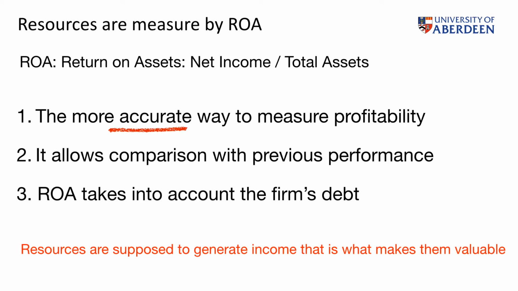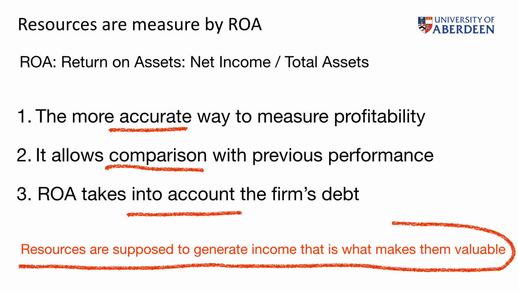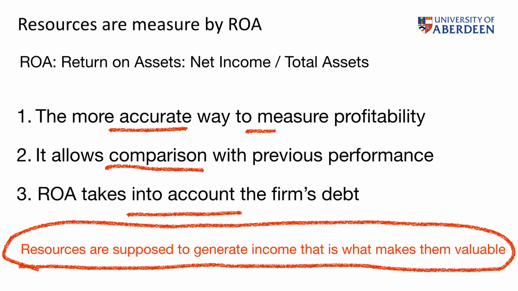Now, how can we distinguish resources that are valuable from resources that are perhaps not that valuable? The best way to distinguish this is the return on assets. The return on assets is defined as the net income divided by the total assets. So you can see that it's a proportion. It's the proportion of profit that is generated from these assets. The return on asset is the more accurate way to measure profitability. It allows comparison between current and previous performance, and it also allows comparison with competitors.